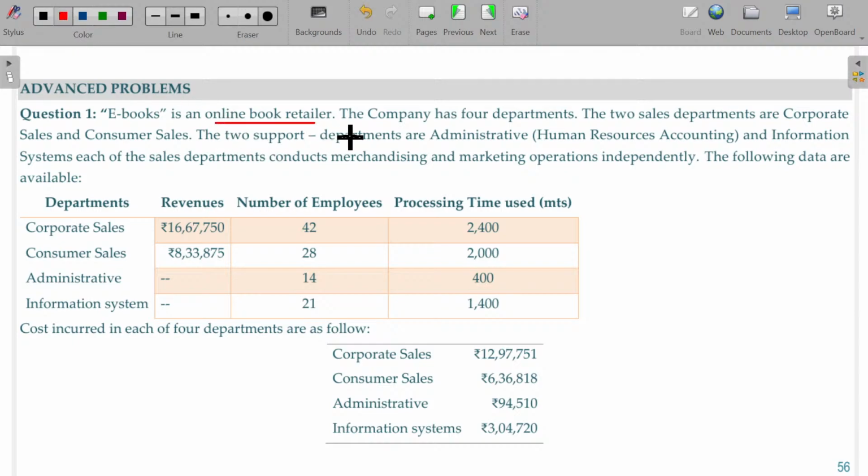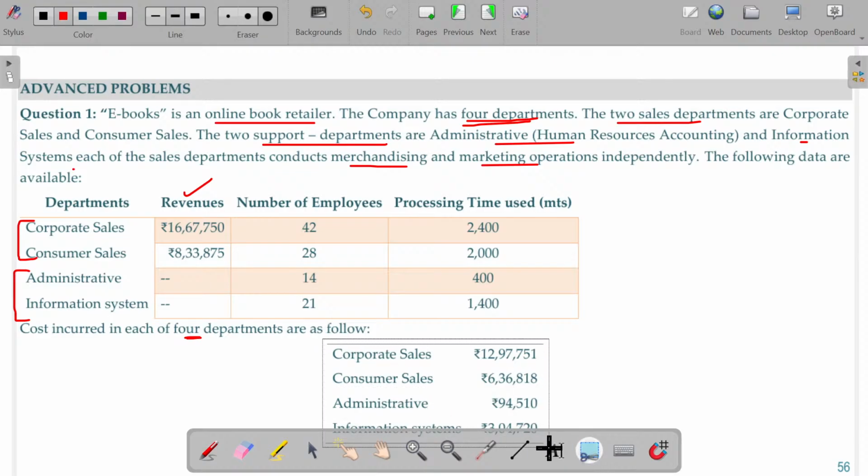E-book is an online book retailer. The company has 4 departments. The 2 sales departments are corporate sales and consumer sales. These are the revenue generating departments. 2 support departments are administrative and human resource accounting, and information system. Each of the sales departments conducts merchandising and marketing operations independently. The following data are available. Now, the costs incurred in each of the 4 departments are given here. Okay, these are the costs.